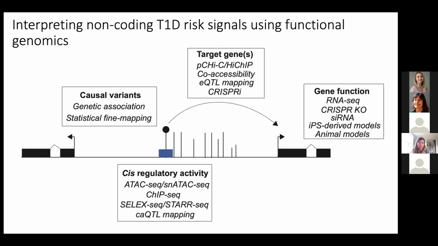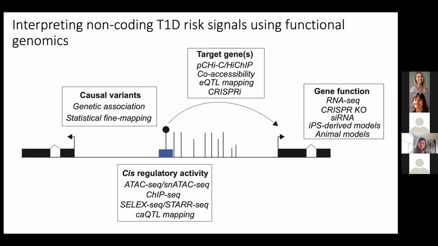And so I've laid out here general strategies that are used in the field to try to interpret non-coding risk variants for type 1 or other complex disease. A large part of it, as Suna talked about, is moving from association signals to causal variants, and increasing resolution of fine mapping to pinpoint variants that are causal.